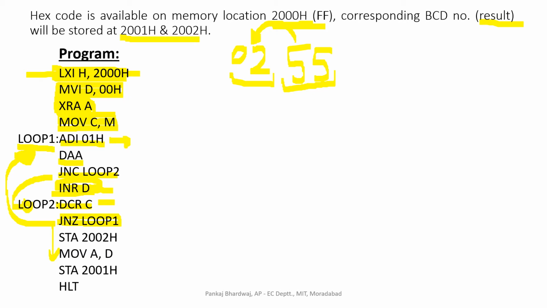Okay, and when we come out of this loop, then we store the accumulator at 2002 because it contains the lower byte. This 55 will be stored at 2002 and 02 will be stored at 2001. So we respectively store these two values in these two corresponding memory locations. Right, then we move data from D to A, then we store it at the location 2001, and then we terminate the program.